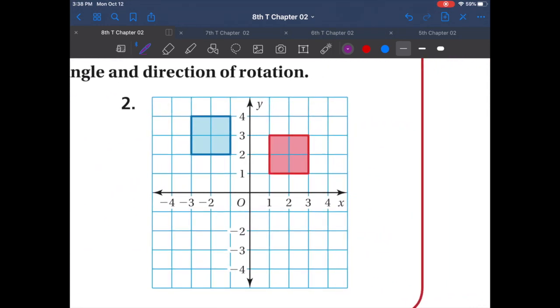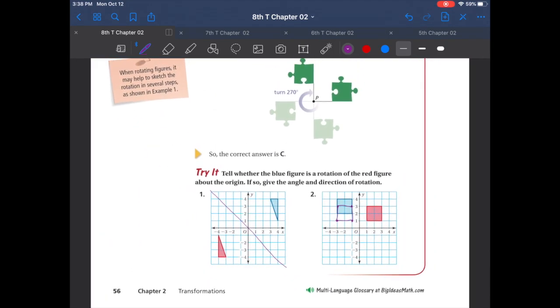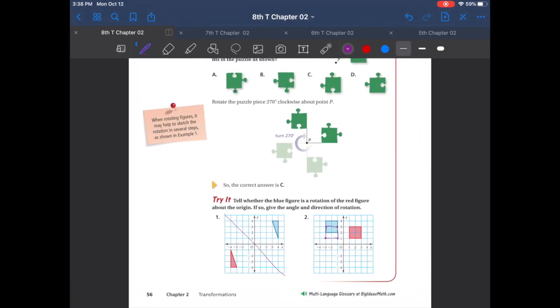Is this one a rotation? No, it is not. It could be, but it is not a rotation because the rotations should be exactly the same unless there was a translation. So it should have been right there, but it wasn't. Okay, so number 2 is not a rotation, but number 1 was a rotation.